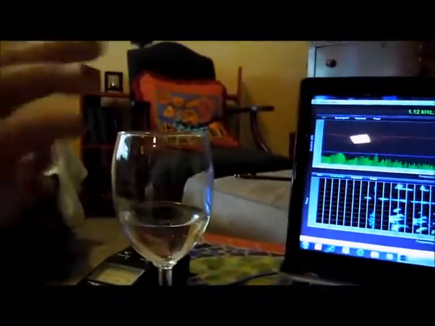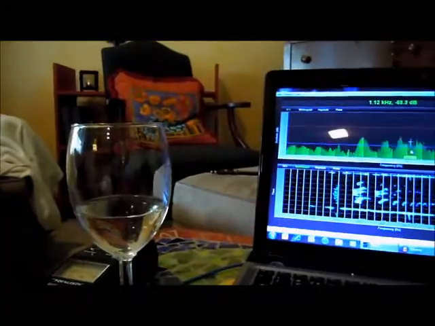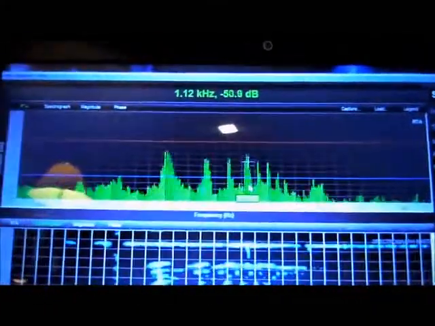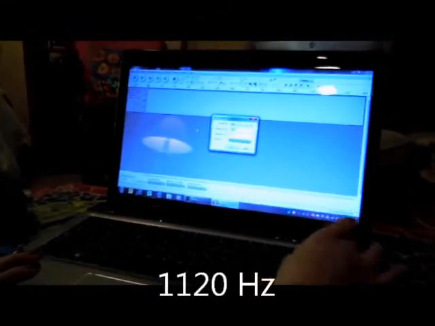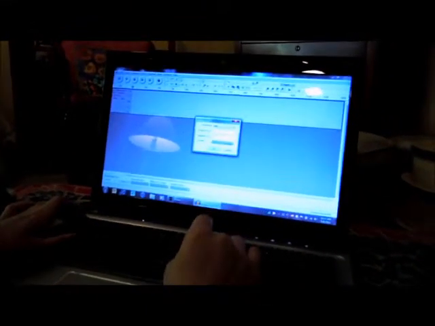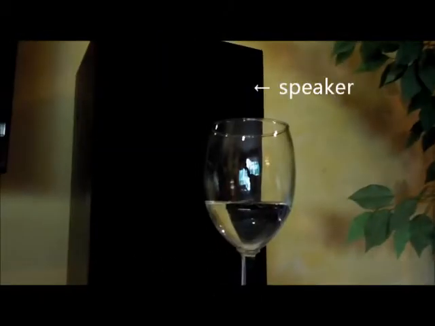Okay, try another one. Okay, I found it. It says it's 1.12 kilohertz. So we have to put that into Audacity and try to make a tone and see if it works. Frequency 1120, right? Okay. So we have that. Do you see any movement?